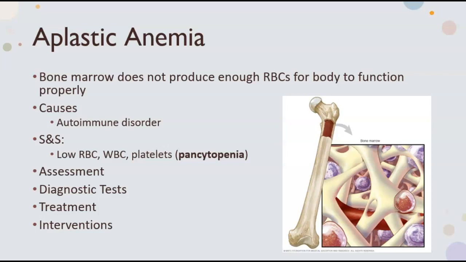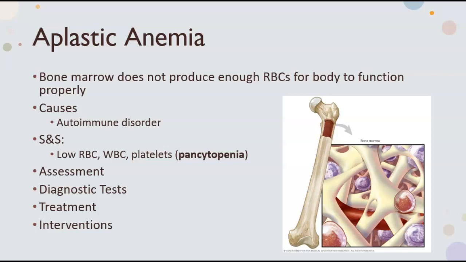Treatment. So first, the cause needs to be identified and then removed or discontinued. If the bone marrow suppression is coming from anti-neoplastic medications, then maybe they need to change the medication or stop it. Avoid blood transfusions because the body can develop antibodies to tissue antigens.